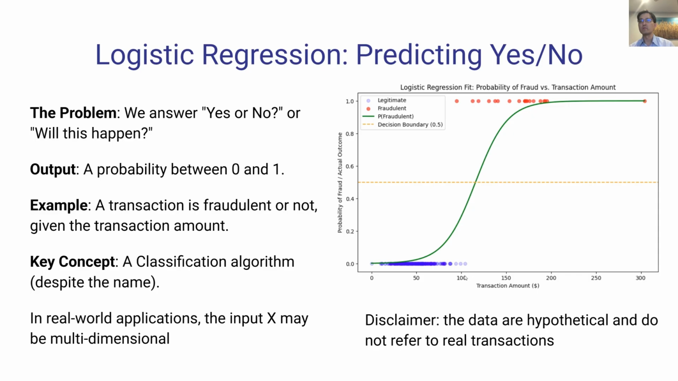For example, if the transaction amount is very low, such as $2 or $3, then the probability is very close to 0. If the transaction amount is 100, then it's somewhere between 0.3 and 0.32. So as the probability goes beyond the 0.5 threshold, we think this is more likely to be a fraudulent transaction. Disclaimer for this and previous slides: the data are hypothetical and do not refer to real transactions.